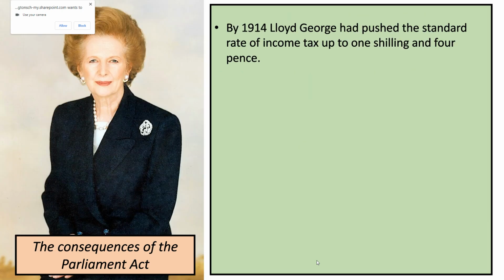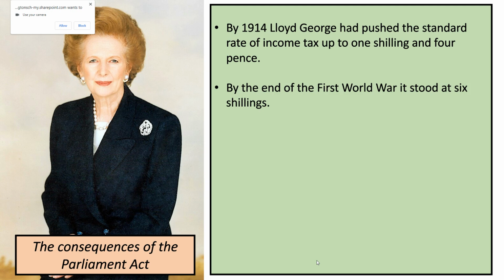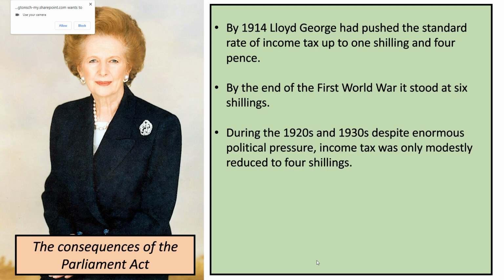Now, by 1914, the rate of income tax has been pushed up. So the standard rate is now 1 shilling and 4 pence. By the end of the First World War, it stands at 6 shillings. In the 1920s to 1930s, income tax is then reduced to 4 shillings, despite enormous political pressure. You can imagine we've got the impact of the Great Depression, Wall Street crash. So the government reduces income tax there, which is an interesting move.